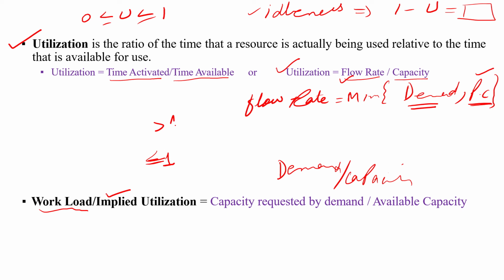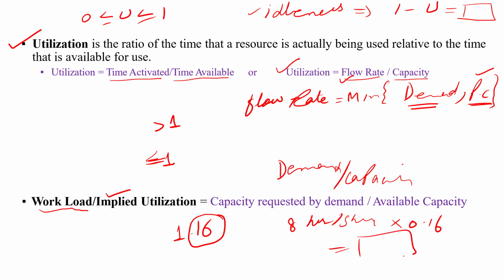But if the answer is greater than 1, the implied utilization indicates that the resource wouldn't be able to meet the demand. Let's say the answer is 1.16. This fraction can be used to quantify the overtime of that resource. Let's say we are working 8 hours per shift, and this resource has an implied utilization of 1.16. Then 8 multiplied by 0.16 would be the number of hours that resource needs to work overtime in order to meet that demand.